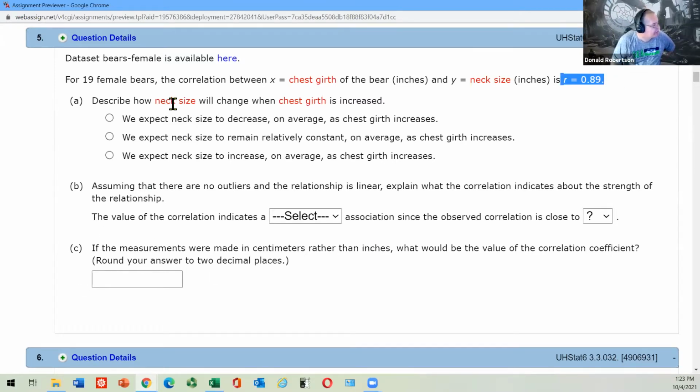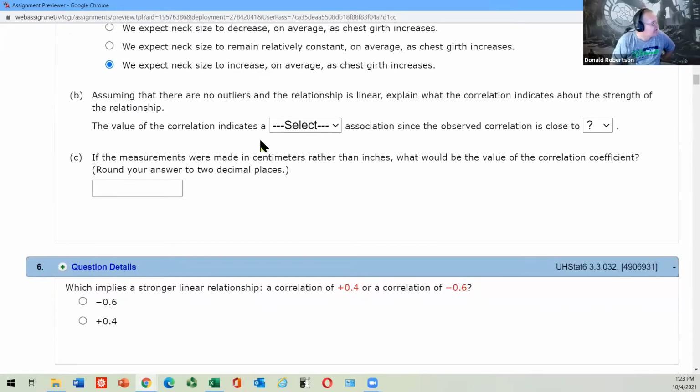Now, describe how the neck size will change the girth size. Right, if one of them gets bigger, shouldn't the other one also get bigger? So that would be my sense. Assuming that there's no outliers, the relationship is linear, explain what the strength does. The value of this indicates a strong association since the observed data is close to being 1. Would you agree? Just try to put words into a sense.